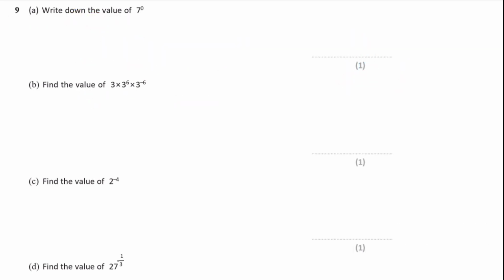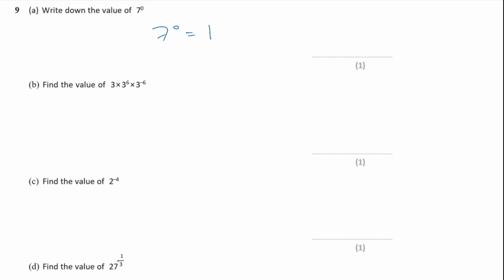Question 9, we've got lots of different questions on the laws of indices here. Firstly, write down the value of 7 to the power of 0. Well, any number to the power of 0 is 1, isn't it? So don't have to think about that one. 7 to the 0 is 1.